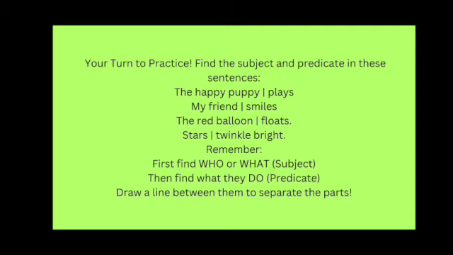So let us practice. Find the subject and predicate in these sentences. The happy puppy plays. The happy puppy is the subject. Plays is the predicate. My friend smiles. My friend is the subject, predicate is smiles. The red balloon is the subject. Floats is the predicate. Stars twinkle bright. Stars is the subject. Twinkle bright is the predicate. So here we have drawn a line between the subject and predicate to separate these parts.